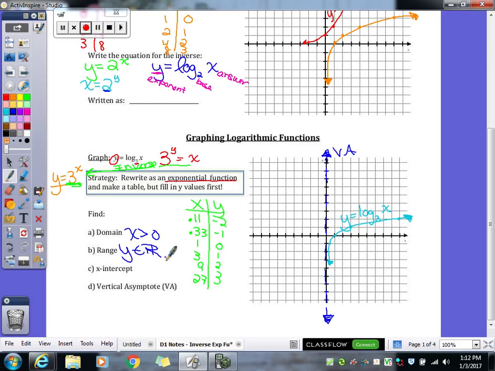What would our x-intercept be? 1, because that's where it crosses our x-axis. Then our vertical asymptote, as I said, is this dotted line right here. What would be the equation for that dotted line? X equals 0. Because it's a vertical line, it's always going to be an x equals. So that's our basic graph there.